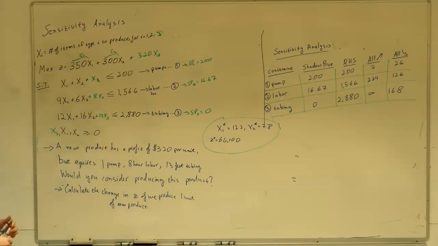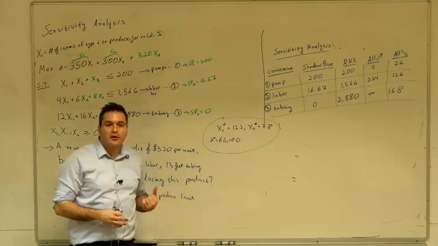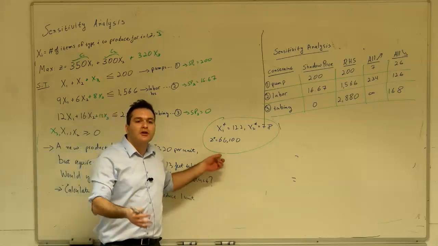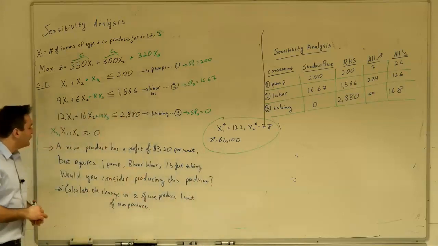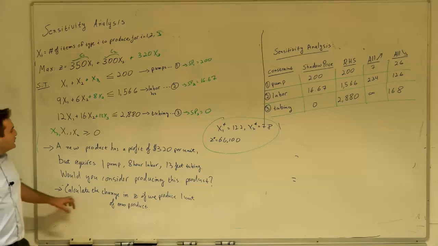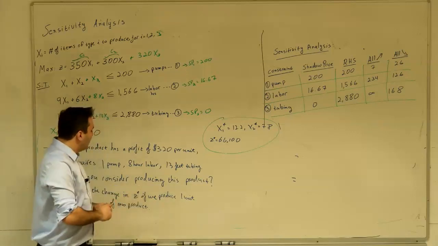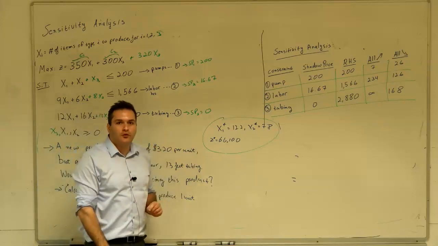But I would like to be able to, just using the sensitivity report, or the shadow prices, identify if this new product is going to be profitable to produce. So the question I want to answer is the following. I want to calculate the change in the optimal profit, the profit at optimality, if we produce only one item of this new product.